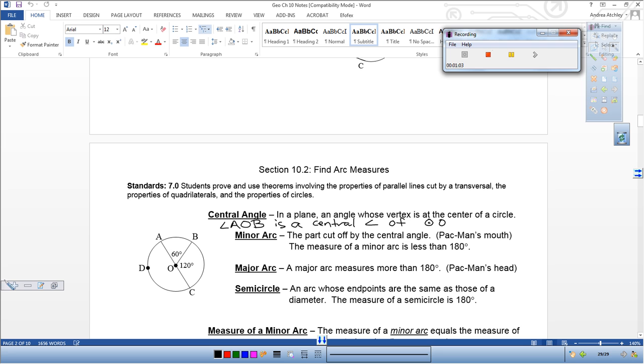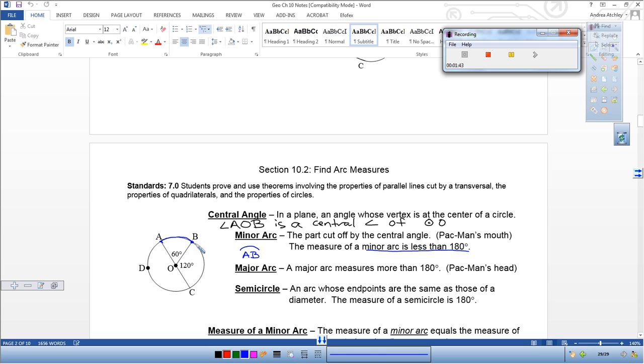Okay, an arc is part of your circle. An arc is this right here. It's the part of the circle that your central angle cuts off. You label it a minor arc because it's less than 180. This is how you label it: you put a little arc mark and AB. Arc AB is a minor arc.